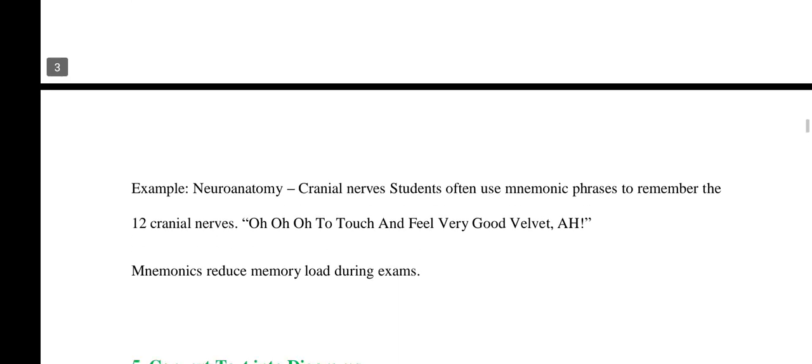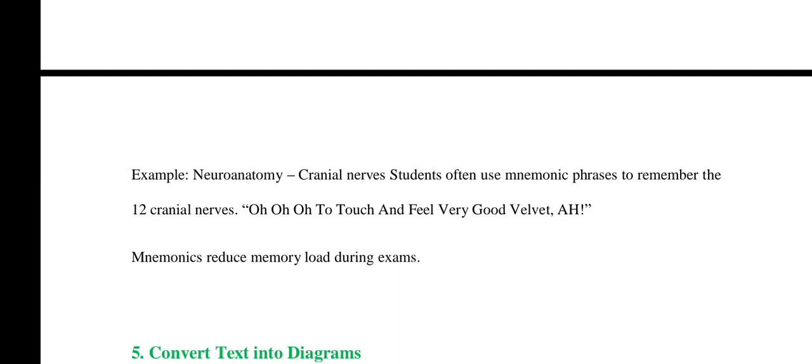Then also, neuroanatomy for the 12 cranial nerves. One way to remember is to use the mnemonic OOO, to touch and feel very good velvet hair. You know how it goes: optic, oculomotor, trochlear, trigeminal, abducens, facial nerve, vestibulocochlear, glossopharyngeal, vagus, accessory, spinal nerve, and hypoglossal nerve. It will make it easier for you to remember.